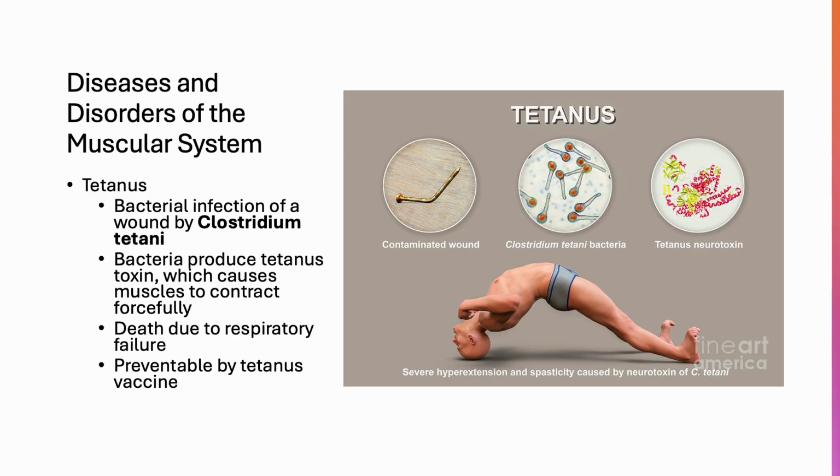Another serious condition is tetanus, caused by infection with Clostridium tetani. The bacteria enters the body through a wound and releases a potent toxin. This toxin overstimulates muscles, causing them to contract forcibly and uncontrollably. If untreated, tetanus can be fatal because the respiratory muscles lock up, preventing breathing. Fortunately, tetanus is preventable with vaccination, which provides long-term protection. This is a reminder of how vulnerable muscles can be when pathogens interfere with their normal control mechanisms.